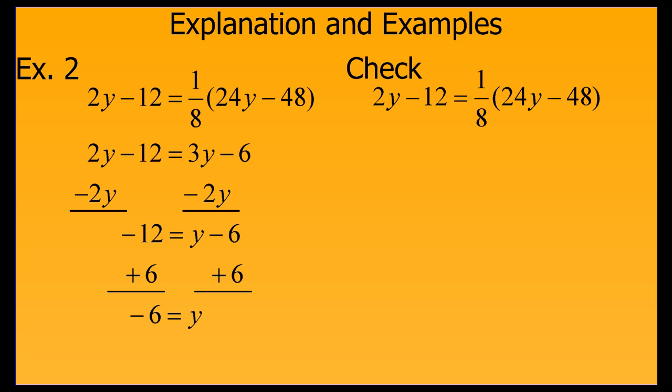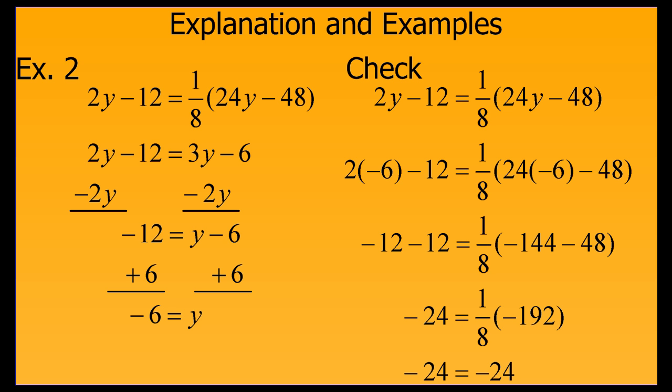Now we can check our solution by rewriting the original equation. Then we substitute negative 6 for y every place we see a y. Then we simplify. Since both sides of the equation are equal, our solution is correct.